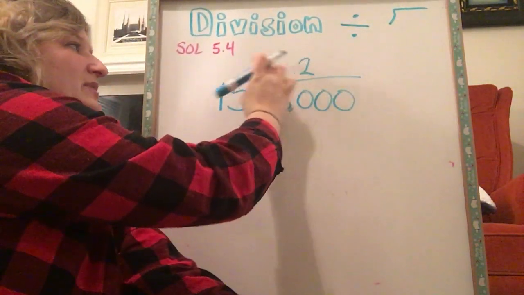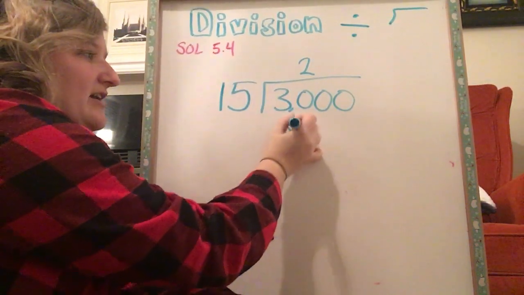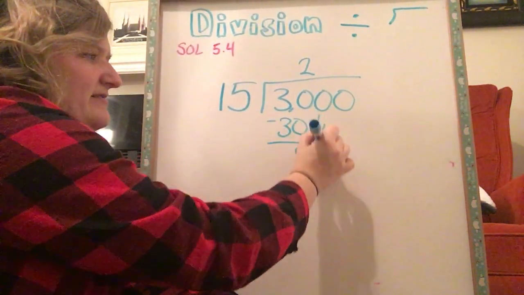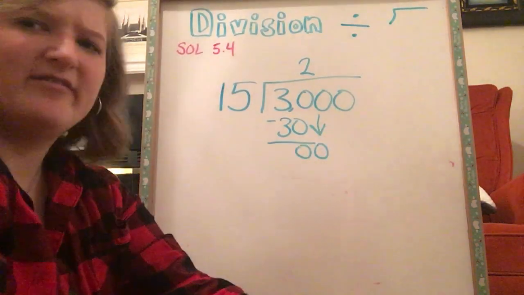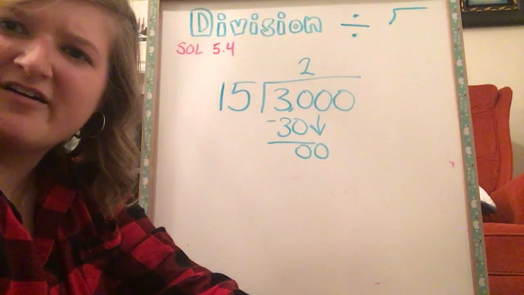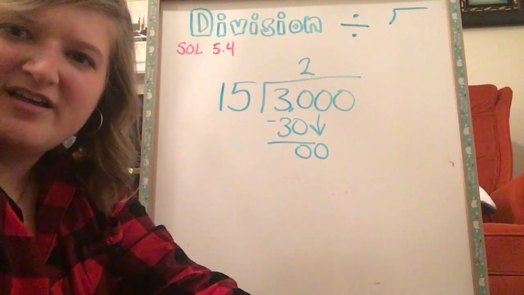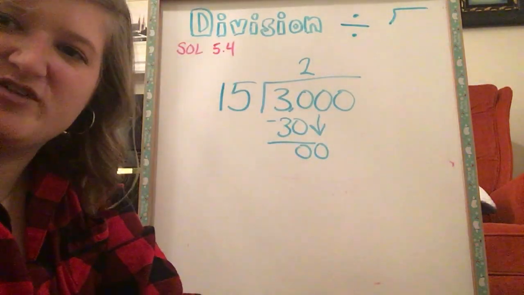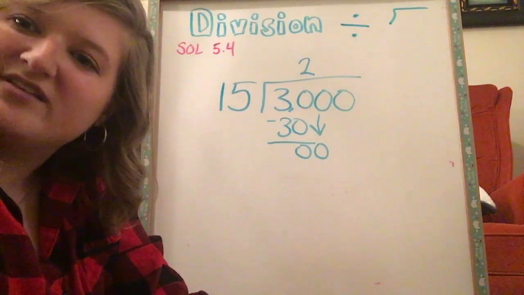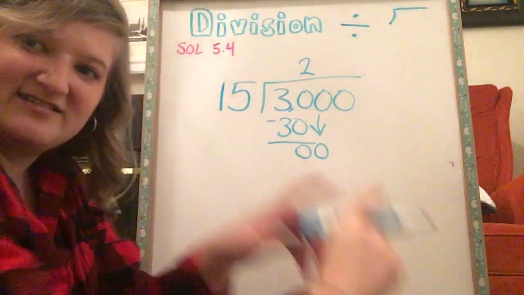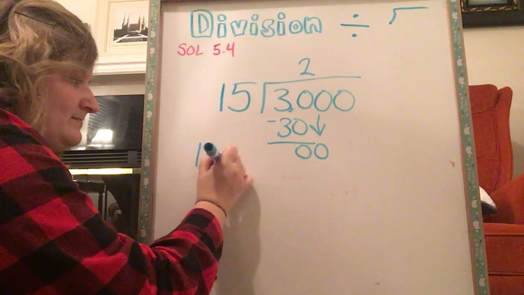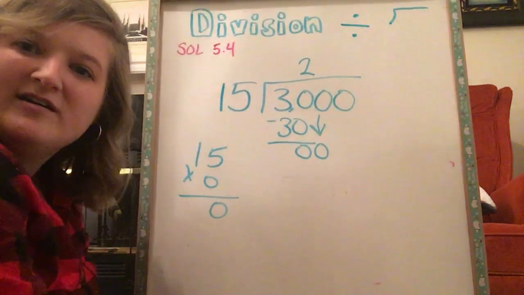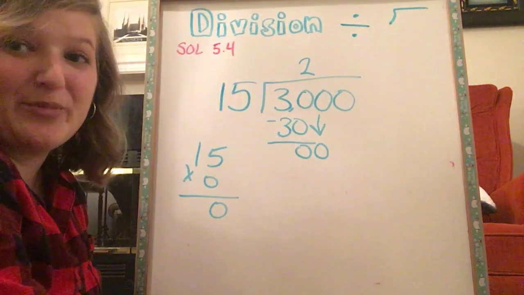Remember, the next step is to multiply. 2 times 15 is 30. We have nothing left over, so we're going to bring down a 0. Now, what happens here? This is where it gets tricky. How many times can 15 go into 0? Now you're thinking you don't have enough, you can't do it. But there is something that equals 0 if you multiply it times 15. Think about this. 15 times 0 equals 0 perfectly.